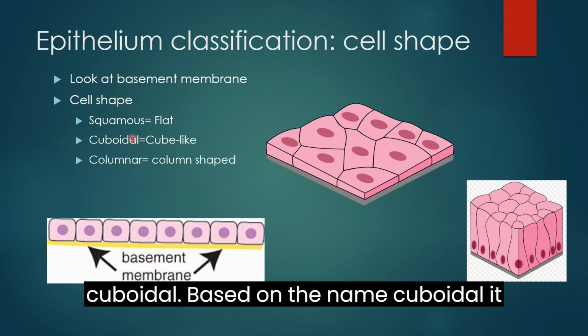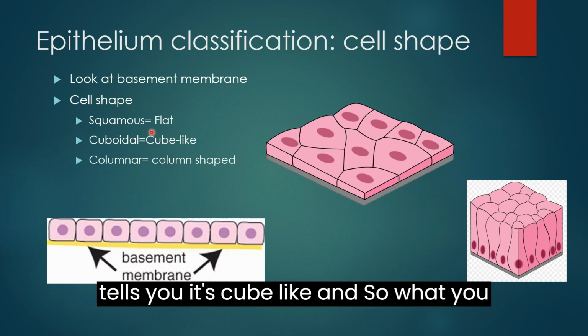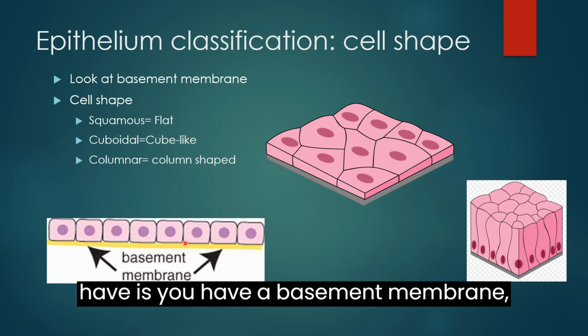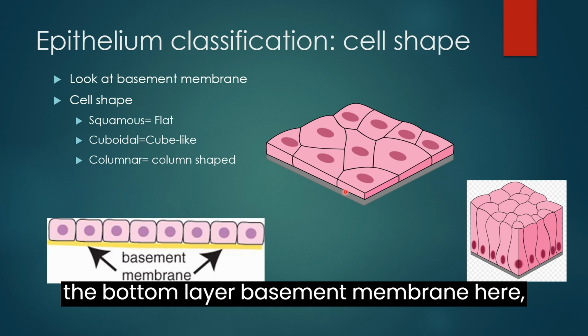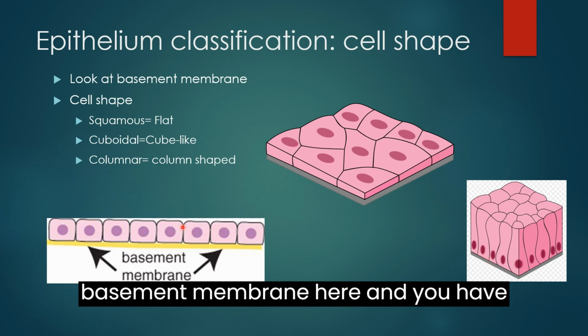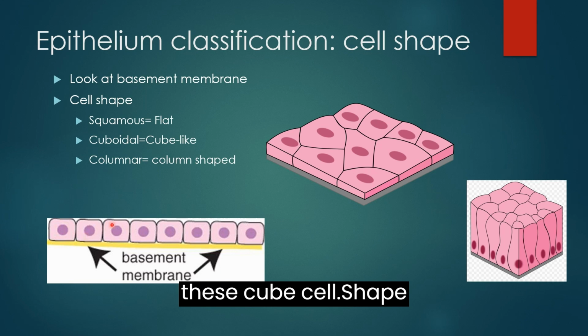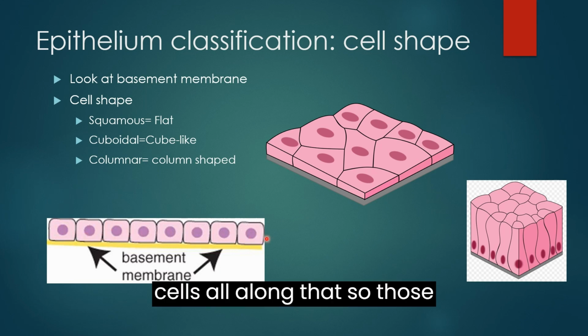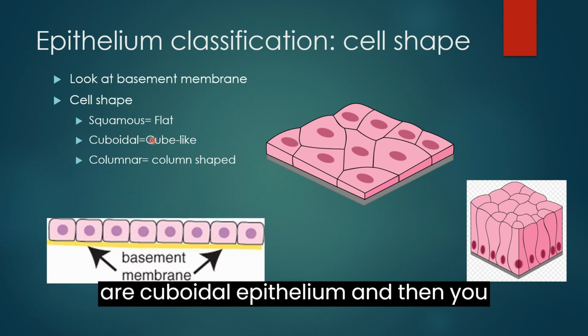Another type is a cuboidal. Based on the name, cuboidal, it tells you it's cube-like. And so what you have is you have a basement membrane, the bottom layer, basement membrane here, and you have these cube shaped cells all along that. So those are cuboidal epithelium.